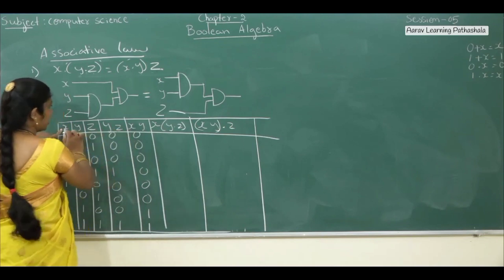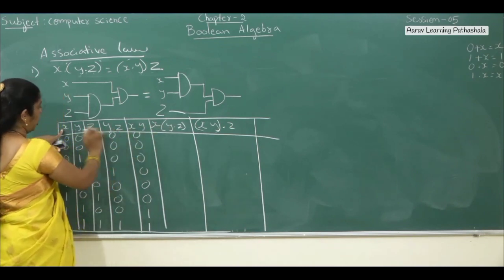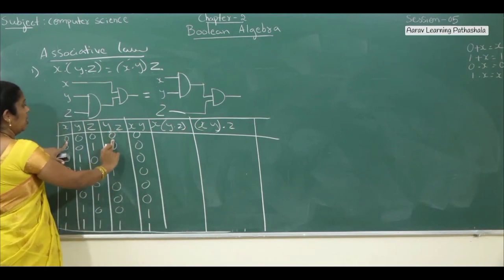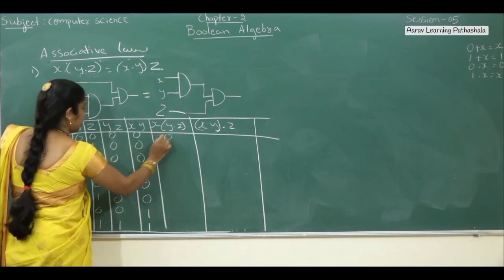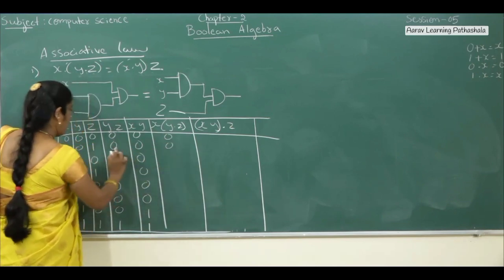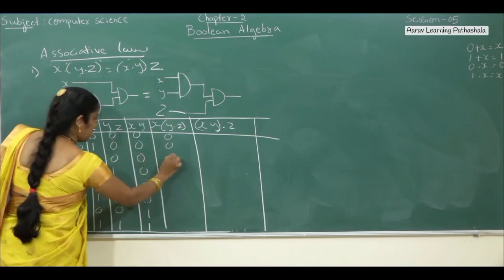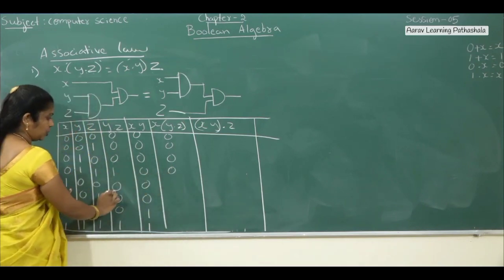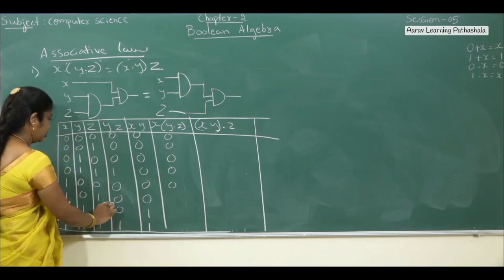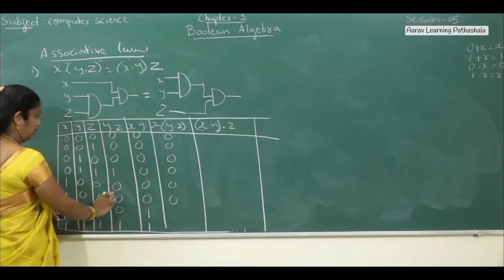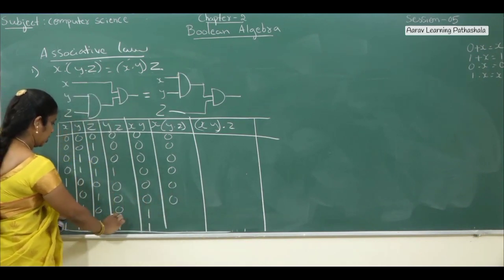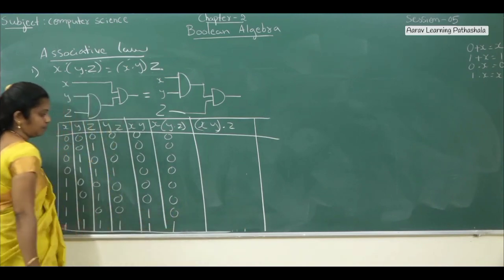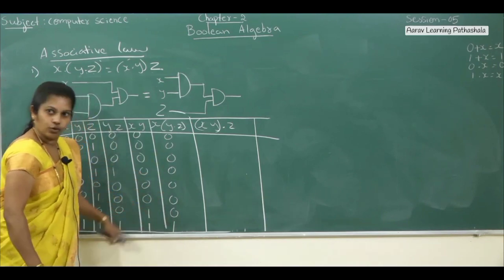Now, take down the x column as well as the yz column. You have to consider these two columns. On these columns, 0 into 0, 0. 0 into 0, 0. Next, 0 into 0, 0. Next, 0 into 1, 0. Next, 1 into 0, 0. Next, 1 into 0, 0. Next, 1 into 0, 0. Next, 1 into 1 is nothing but 1. Now, is it clear? Totally here also there are 8 combinations.